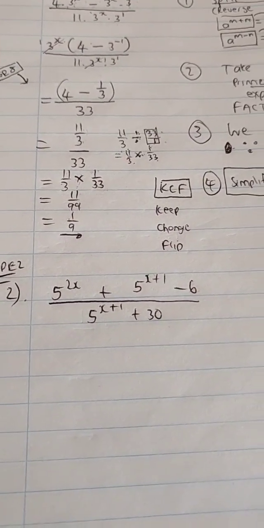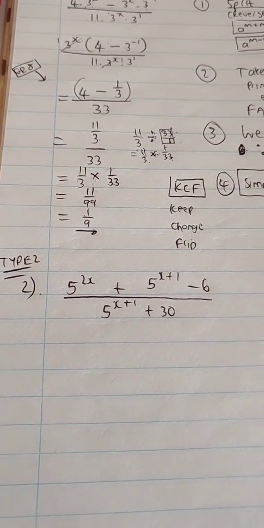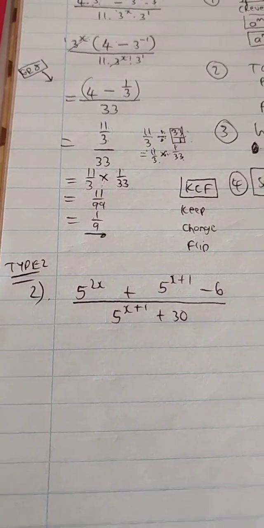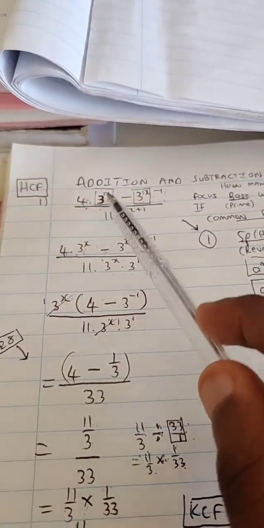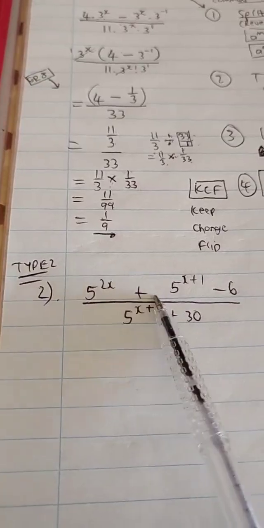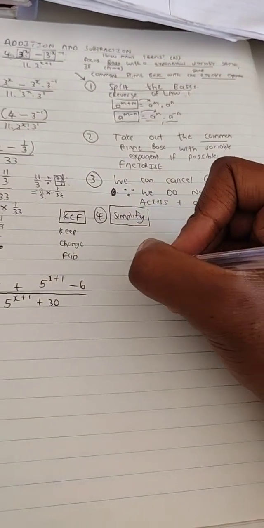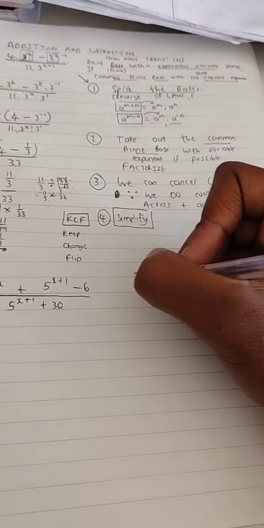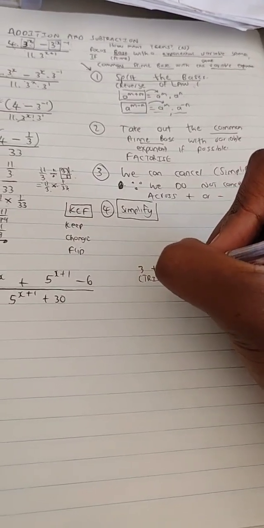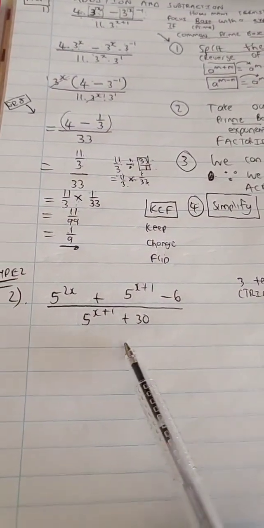Okay, 5 to the power 2x plus 5 to the power x plus 1 minus 6. So in the numerator this time round, how many terms do we have? Remember initially we had 1 term and we could see that the bases easily had the same variable exponent. But look at this time round: base plus base minus. In the numerator, we have 3 terms, guys. So in other words, here we have a trinomial, and it seems to be a specific type of trinomial.